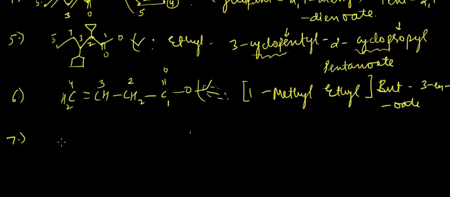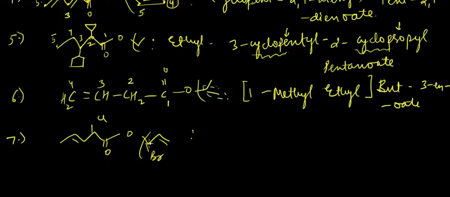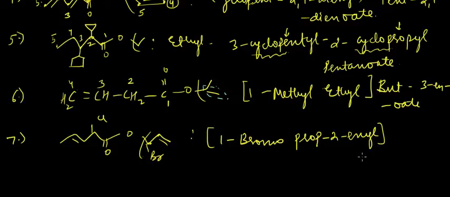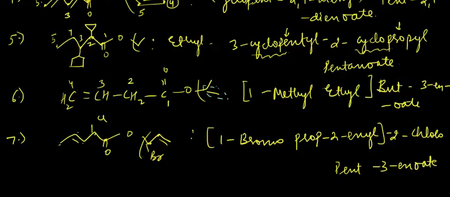Let's look at another example where we have Br attached here. For this part, 3 carbon atoms are there. So 1-bromoprop-2-enyl will be the alkyl part, and for the right hand side we have 1, 2, 3, 4, 5, so pent would be the word root. On the second carbon we have chloro attached, so 2-chloropent. On the third carbon we have ene and then oate.